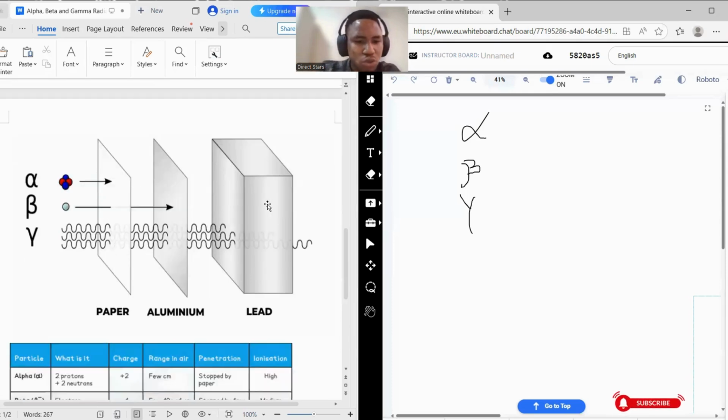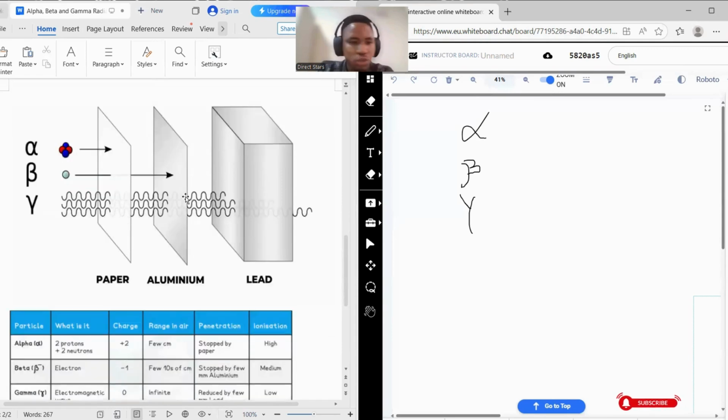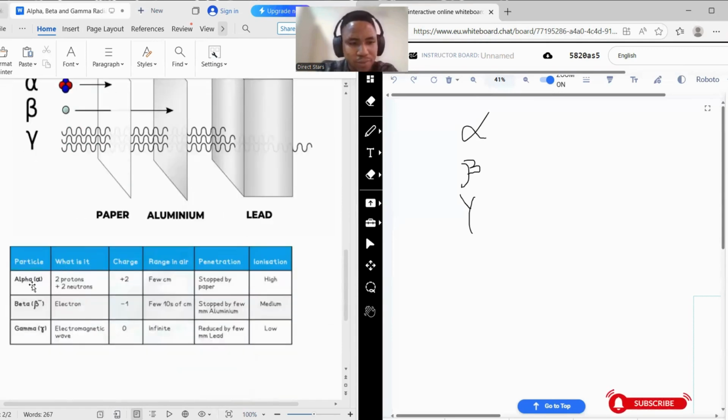So we have a table to simplify these three types of radiation. Now we have alpha. Alpha has 2 protons and 2 neutrons. It's just like a mass number and a proton number. That is alpha, and it has a charge of +2. The range here is just a few centimeters, it can be stopped by paper, and the ionization is very high.